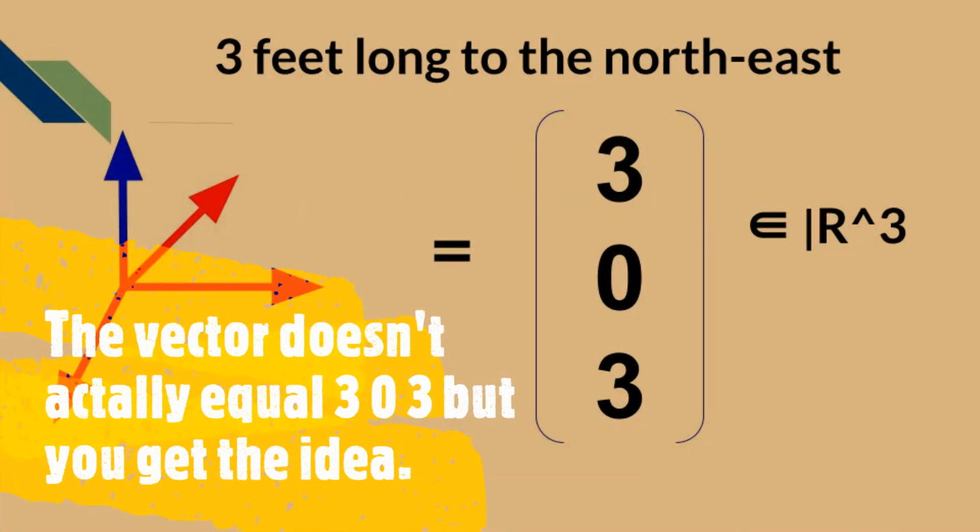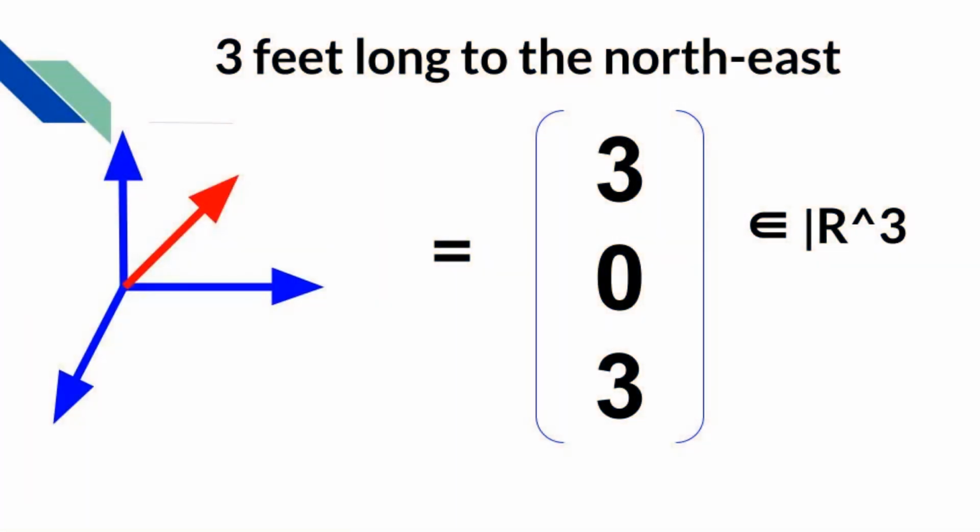We say that a three-dimensional vector is an element of the three-dimensional real coordinate space. This is represented by an R with a vertical bar to its left, to the power of 3. The three-dimensional real coordinate space represents all possible ordered lists of real numbers, where the list is a size of 3.